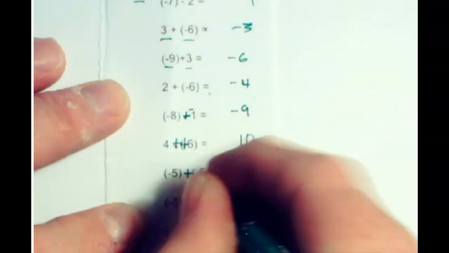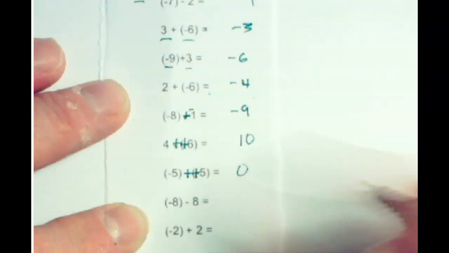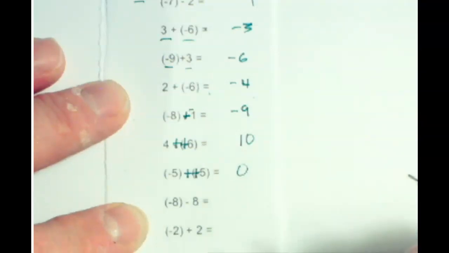Yeah, these are double shots. Now you've got different signs. What's the difference between 5 and 5? 0. It is the absence of value. Sorry, 0. Okay, next one.